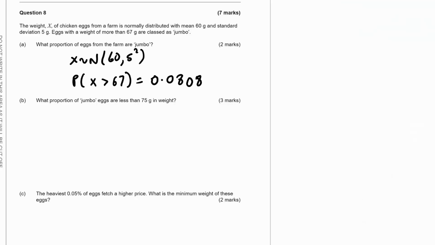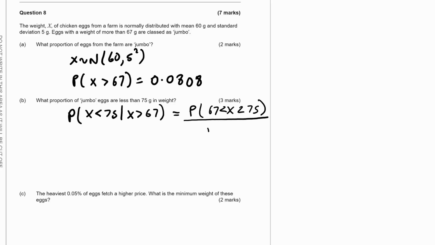What proportion of jumbo eggs are less than 75 grams in weight? So that's going to be the probability that X is less than 75, given that it's jumbo, which means X is more than 67. So that's going to be where both apply on the top. That's the AND situation. So it's going to be that X is more than 67 and less than 75, divided by the probability that X is greater than 67.